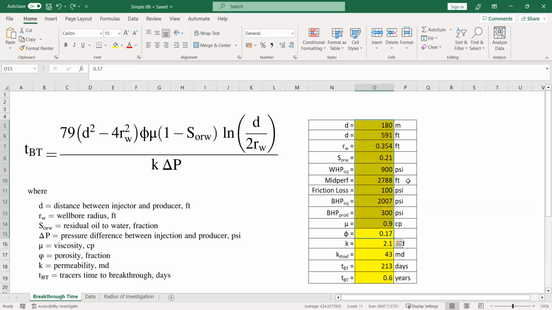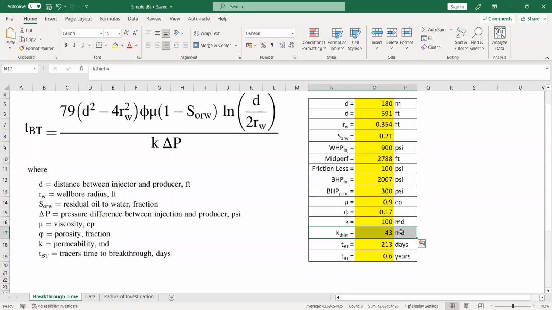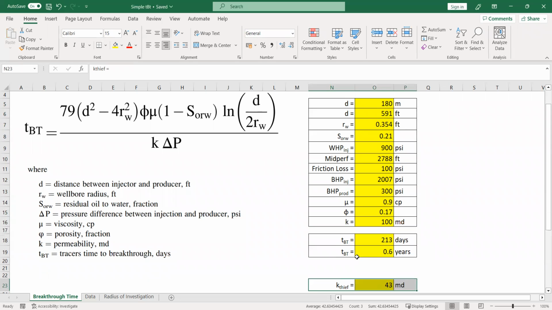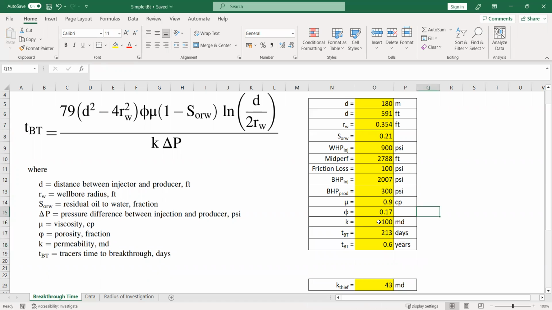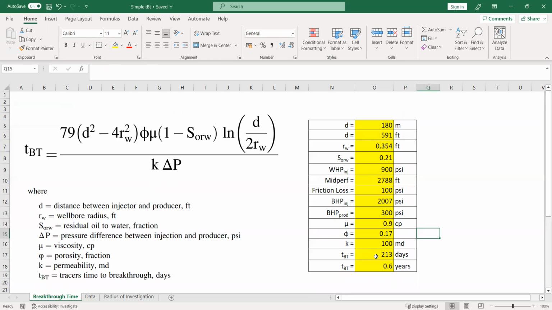And now it's very important, the permeability. Let's say I know that the permeability is 100 millidarcies. Maybe I can put it somewhere else, and it's just like this. All right, so let's say I know the average permeability in the reservoir zone between my producer and injector is 100 millidarcies.